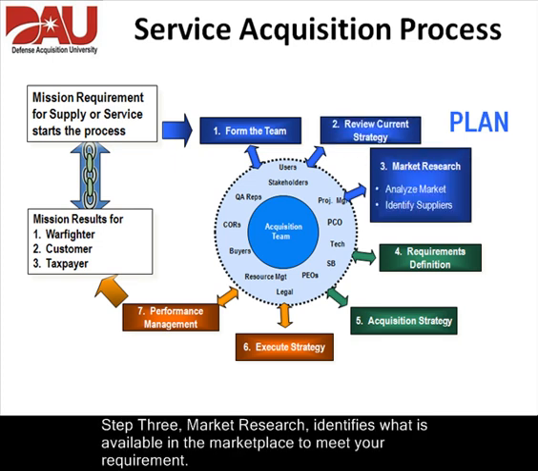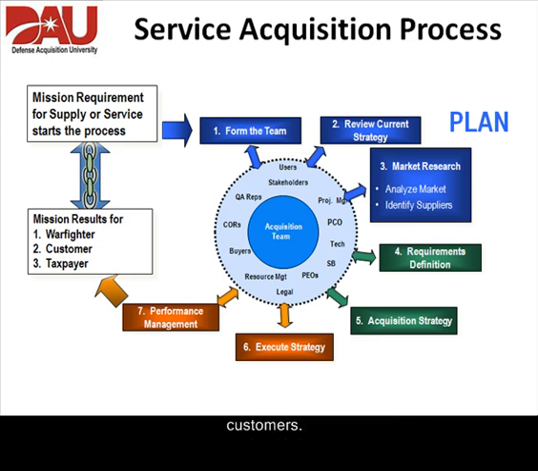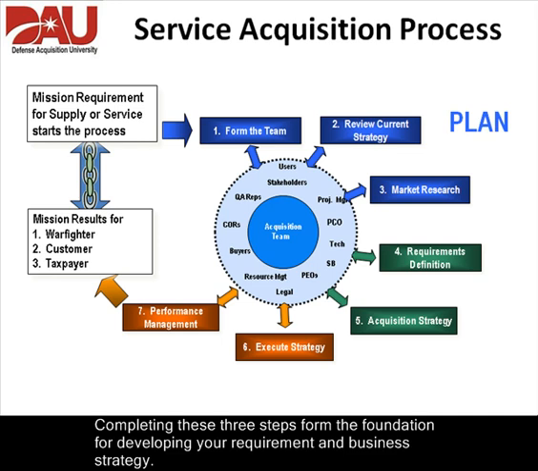Step 3, market research, identifies what is available in the marketplace to meet your requirement. It will also identify industry trends in providing the service and how emerging technologies or processes may improve performance results for your customers. Completing these 3 steps forms the foundation for developing your requirement and business strategy.